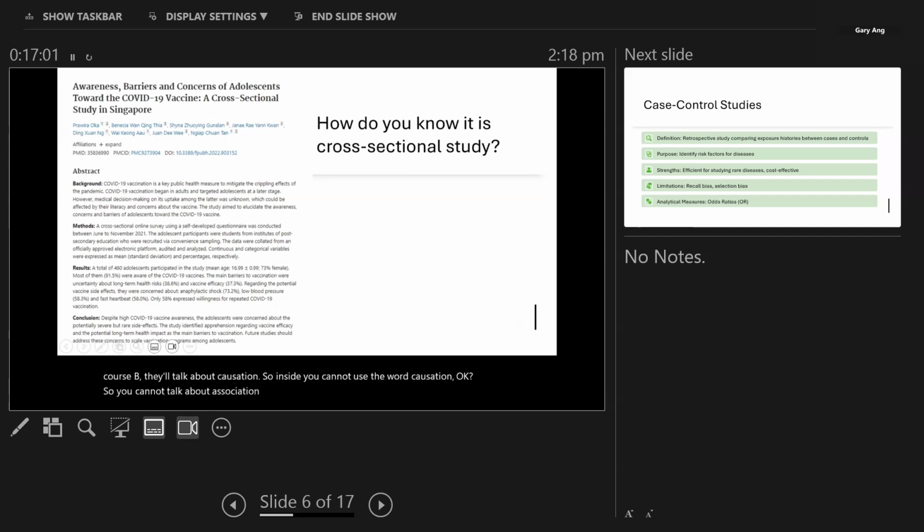The barriers to vaccination was uncertainty about long-term health risk. So the key question is: is it because people are uncertain about long-term health risks that they don't go for vaccination? Or is it that they don't go for vaccination, that's why they're concerned about the long-term health risk? We can't be sure which comes first. Okay? That's why there's no causality. Risk of what? Long-term health risk of the vaccine. But yeah, if so they don't take it.